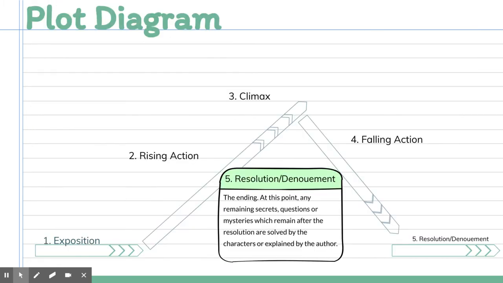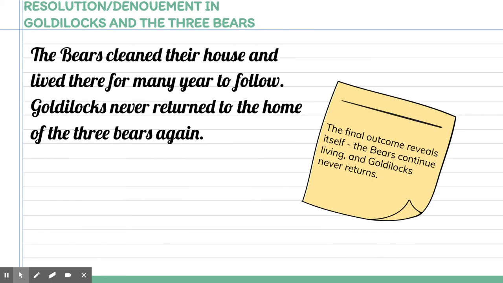And that's what leads us to the resolution, or what we would call the denouement. The resolution is the ending. So at this point, any secrets or questions or mysteries that are still there are solved by the characters, or the author explains them. So in Goldilocks and the Three Bears, the resolution, the denouement, is pretty chill.